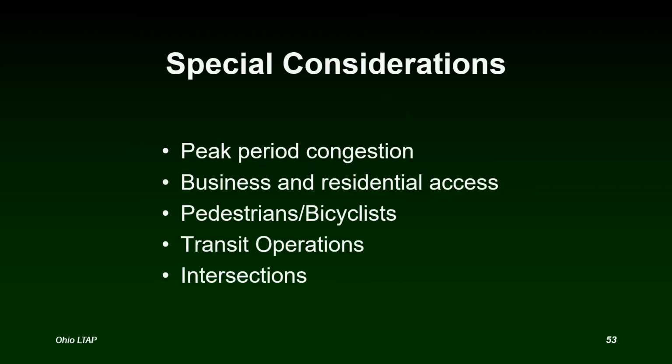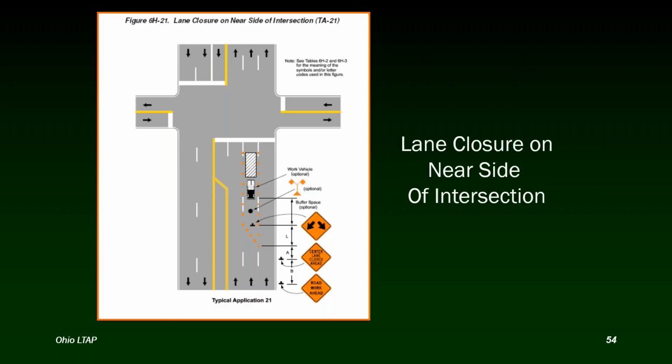Then we have our urban streets and intersections. In these areas, we have to have special consideration for peak period congestion, business and residential access, pedestrians, bicyclists, transit operations, and of course the intersections themselves. Typical applications 21 through 29 deal with your intersection work. Each one from 21 to 29 shows you a different type of intersection, whether multi-lane or 2-lane, and where you're working in a different area of the intersection. You're probably never going to be working at an intersection where you're using just one typical application. You usually have to glean information from one and another one, put it together to design your work zone that day.